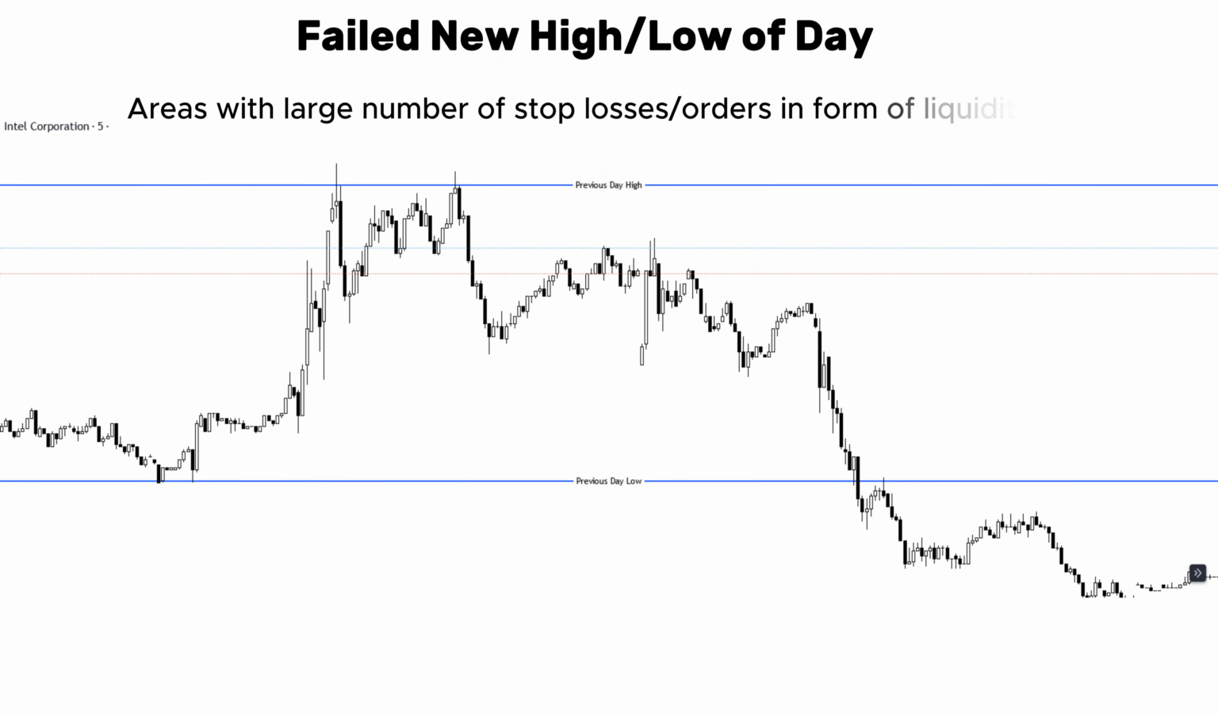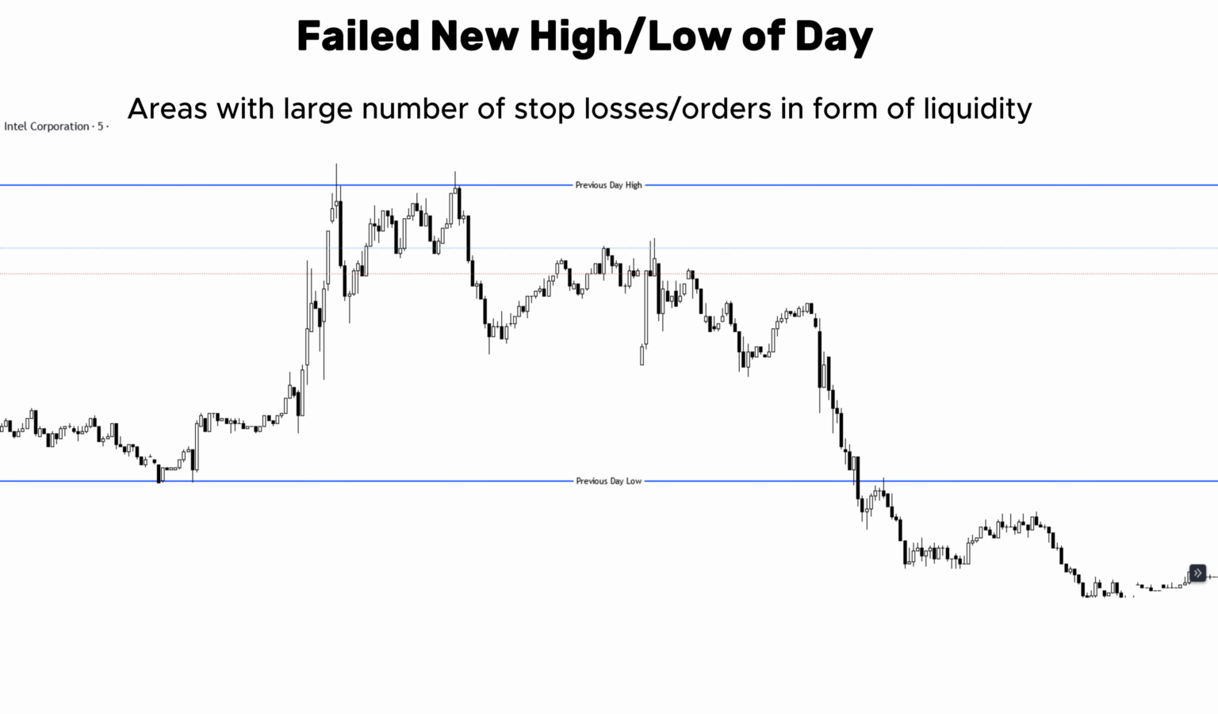A very important aspect of this scalping strategy is to properly understand the concept of liquidity. Previous day highs and lows are often areas with a large number of stop losses and limit orders. Market makers and institutions could push the price into these levels to hunt these orders to take out their liquidity.